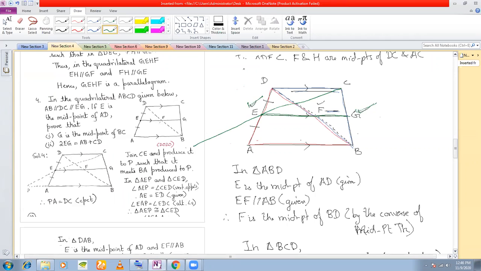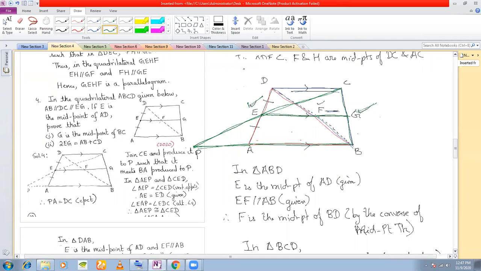And then I produce AB also until they meet. Now you see this triangle here, this big triangle. Let us call this point P. If you see this big green triangle here, can you see that E and G are midpoints of the sides of the triangle? Can you see?